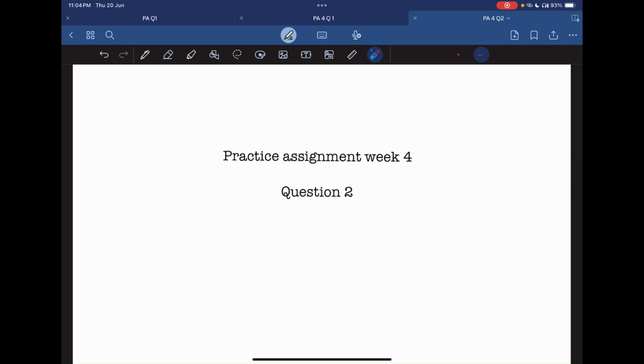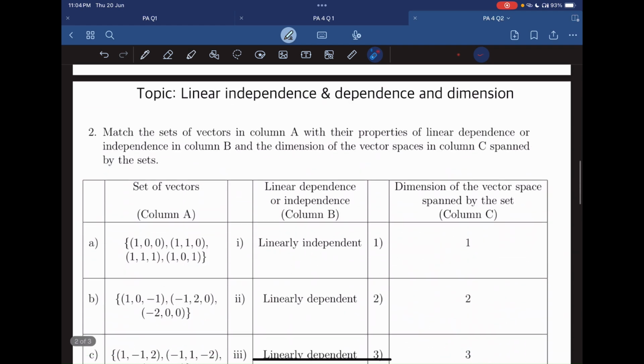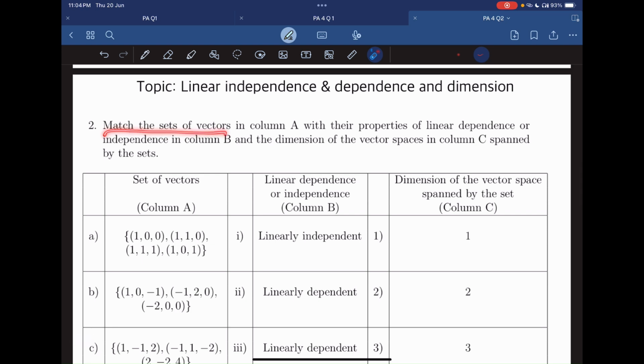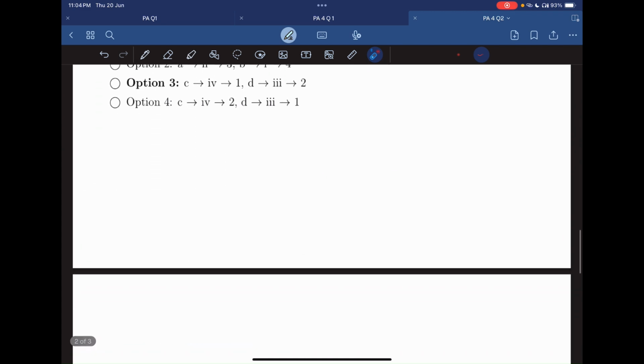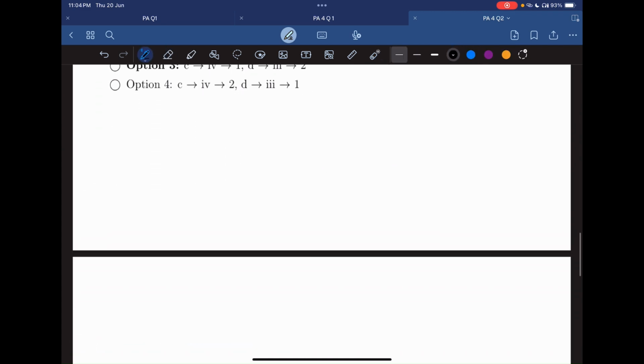Hello everyone. So let's now solve question number 2. Match the sets of vectors in column A with their properties of linear dependence or independence in column B and the dimension of vector spaces in column C spanned by the sets. So let's look at each set one by one.